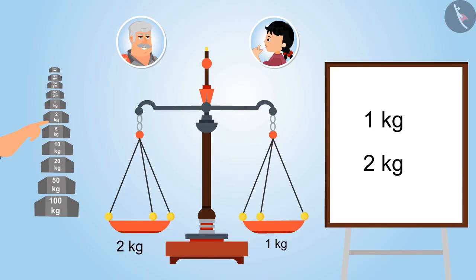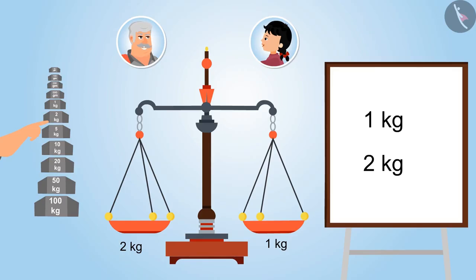The side carrying 2 kgs. How come? Because the side carrying 2 kgs is heavier than the other. Yes, child. The side carrying 2 kgs is more heavy than the side carrying 1 kg. But don't forget, the heavier side always moves down.